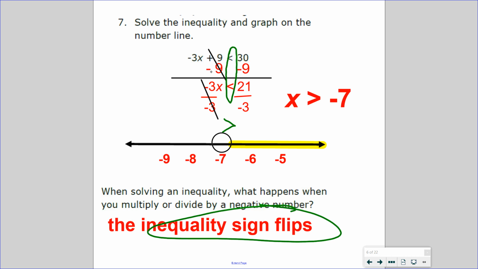So subtract 9 on both sides, 21, divided by negative 3. So why are you dividing by negative 3? Because if you divide it by 3, you're still left with a negative. That's why you have to divide by negative 3, because the 2 negatives cancel out. So it's negative 7. x is greater than negative 7. Open dot going to the right, to the positive numbers. And when solving an inequality, what happens when you multiply or divide by a negative number?